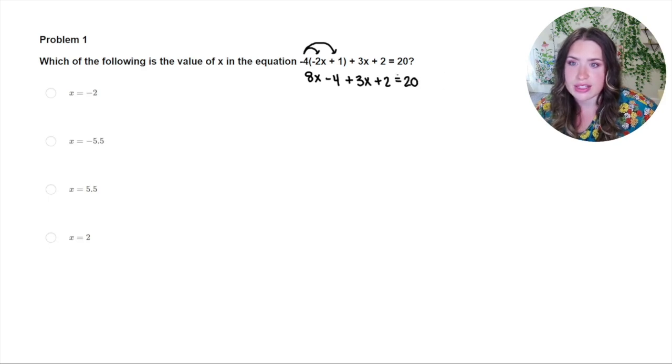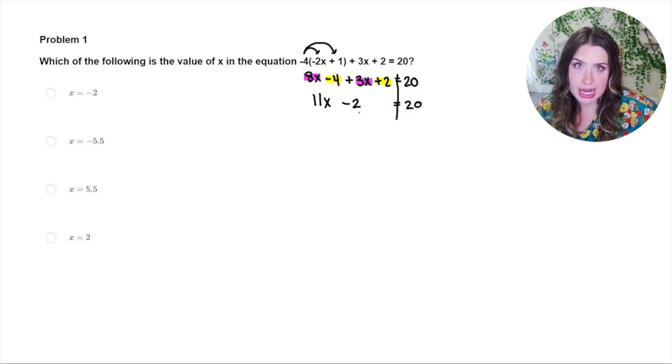Now, the left side of this equation is still quite complicated, and we have some like terms. We have an 8x and a 3x, which are like terms, and we're going to want to combine those, as well as this -4 and +2. We're going to want to combine those because they're both constants. So 8x plus 3x is 11x, and -4 plus 2 is -2, and that equals 20.